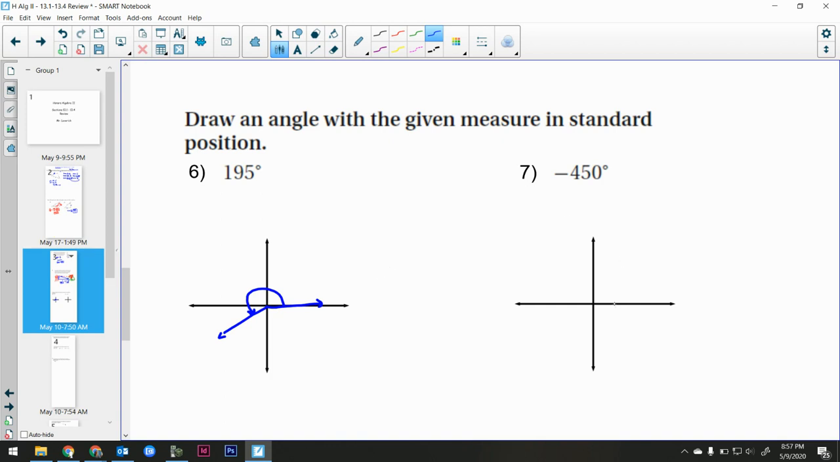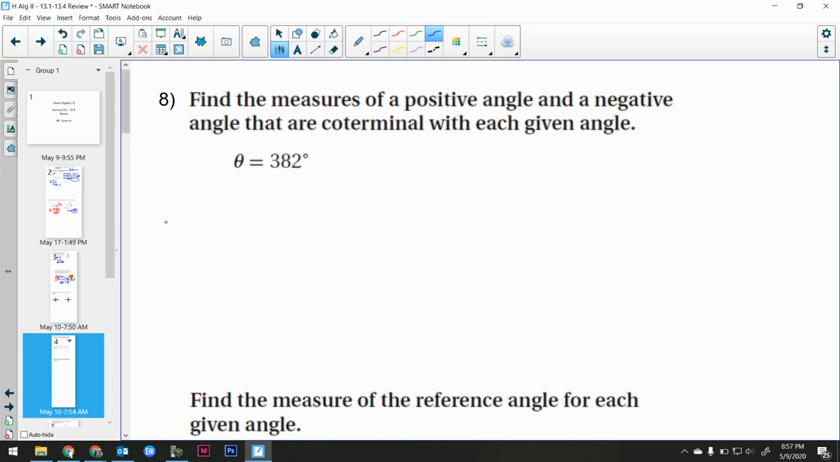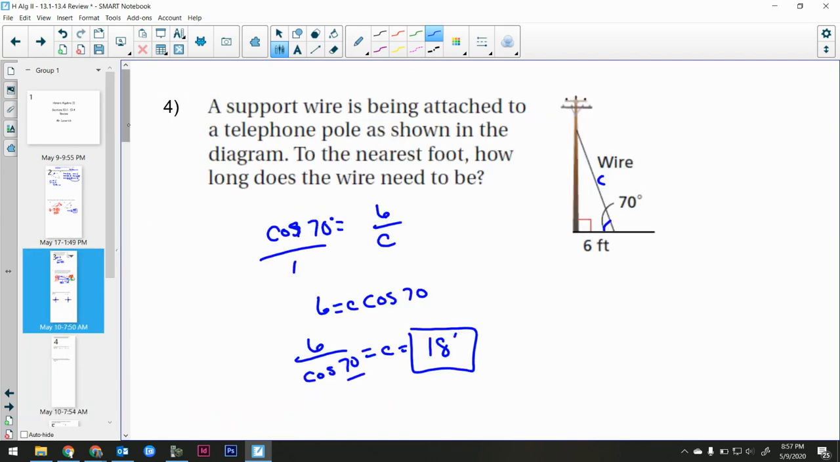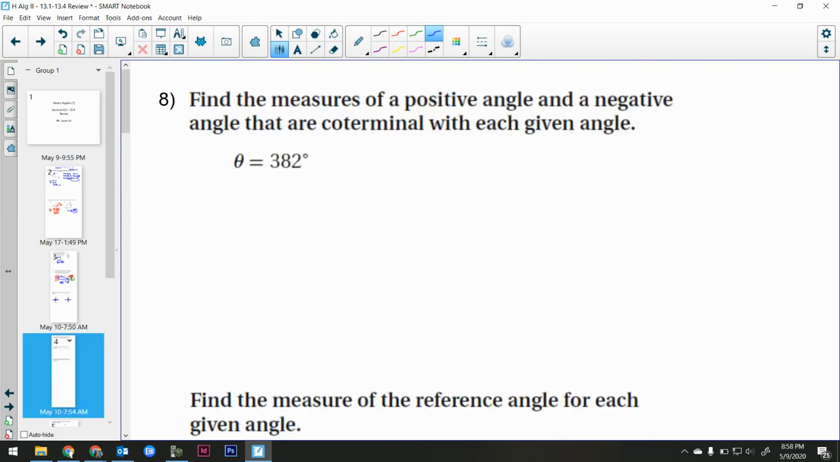Negative 450 degrees. Okay, so here's my initial side. Remember, negative rotation is going to go around this way and then, so here's 360 plus another 90. So if you wanted to do the whole swirl, that's a negative 450 degree rotation. Okay. All right. Here's number 8. Go ahead and pause. Did I skip one? No. There's 8. Go ahead and pause and then play when ready.